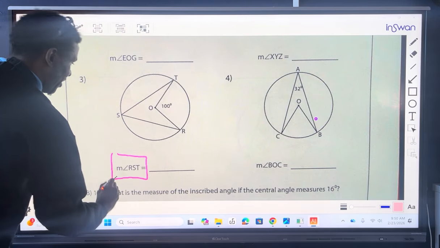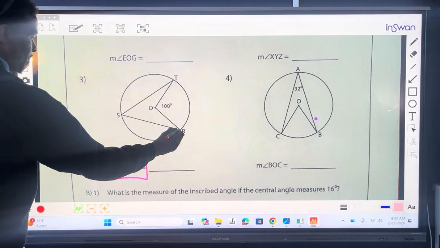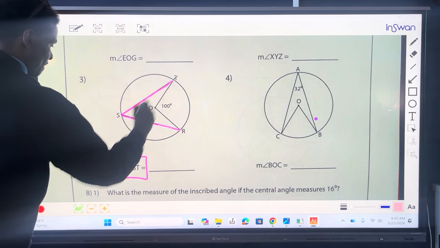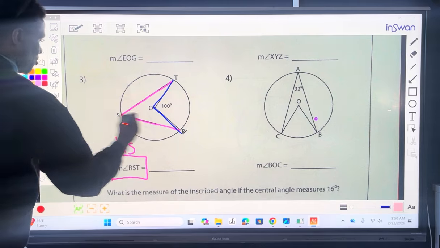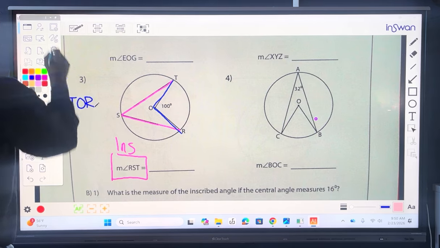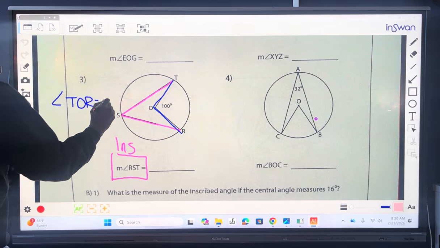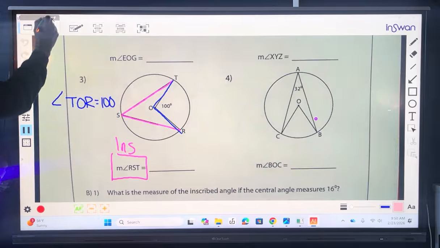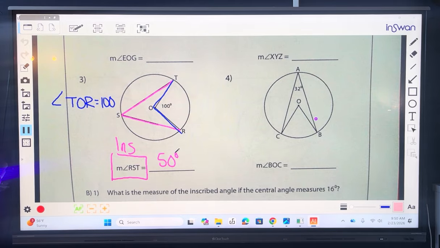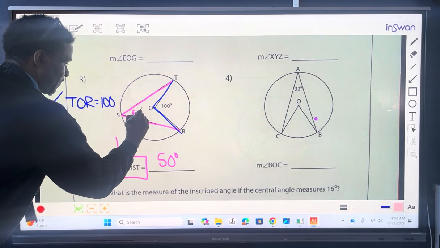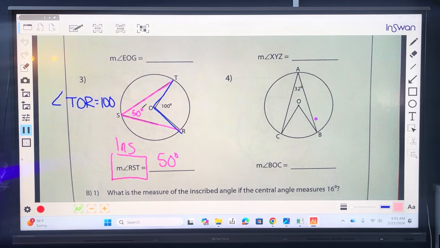They're looking for RST. Which one is that? That was your inscribed. And so TOR would be my what? Your central. Yep. Angle TOR is your central, and that equals, we already know that's 100. So the inscribed should be what? 50. Let's go, Isaac. 50 degrees. Half of the central angle, Sophie. Central angle is always in the center. Just look for the center.